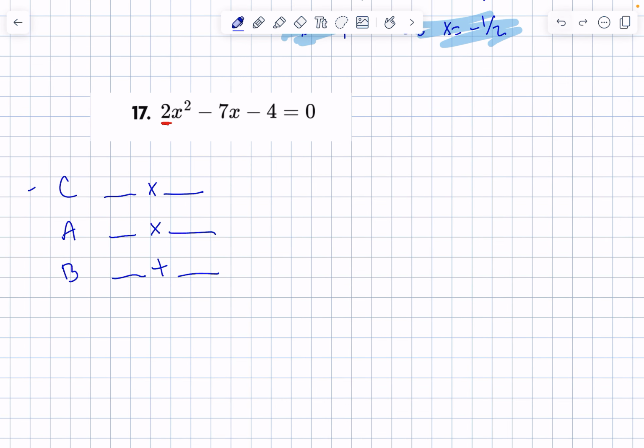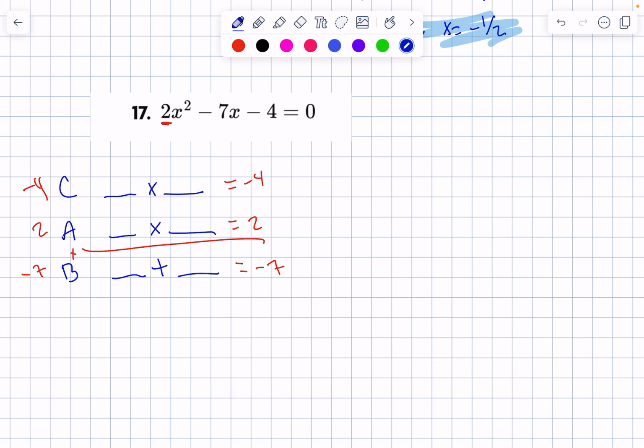My C value was -4. My A was 2, and my B was -7. So I want numbers that multiply to -4 and to 2, but when I do them diagonally, they add up to -7. So this should be equal to -7, this should be equal to 2, this should be equal to -4.